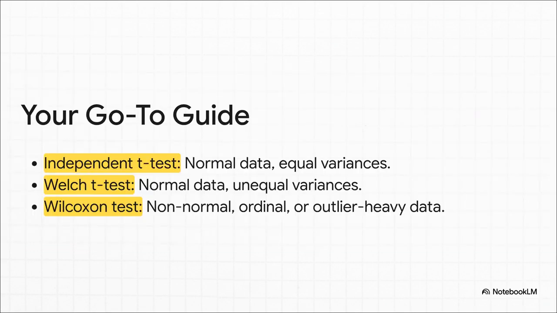So here it is. This is your go-to cheat sheet. If you've got that perfect, clean, textbook normal data with equal variances, then the independent t-test is your most powerful option. Go for it. If your data is normal but the spreads are all different, Welch's t-test is your new best friend. And for pretty much everything else, data that's skewed, data with a few crazy outliers, or even ordinal data, the Wilcoxon test is almost always going to be your most robust and reliable choice.